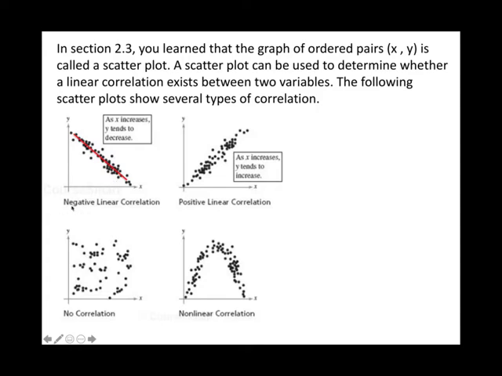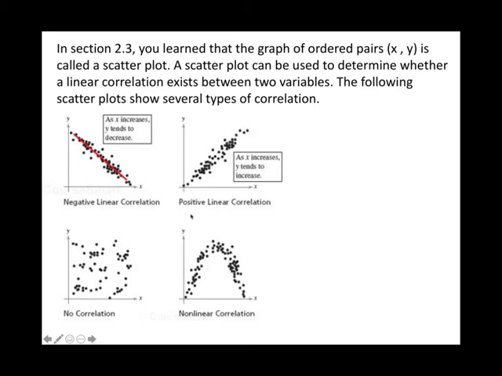You're going to see this is negative. This means when x is increasing, y is decreasing. Or you could think about it this way: the slope of this linear equation is going to be negative. So we know this is a negative linear correlation.